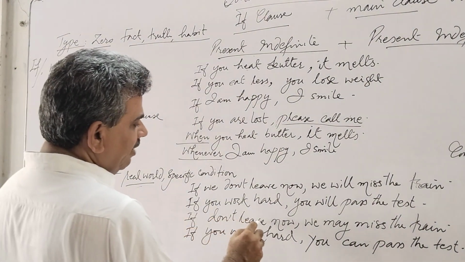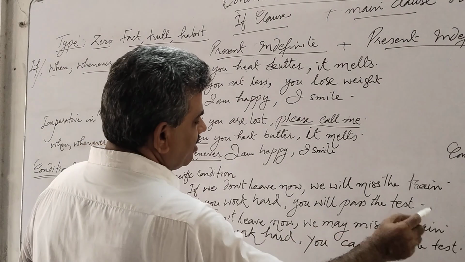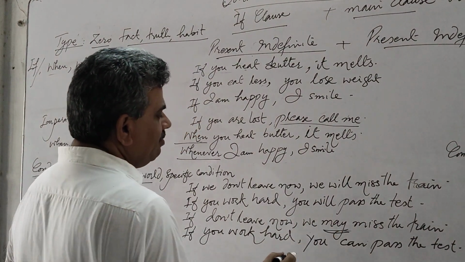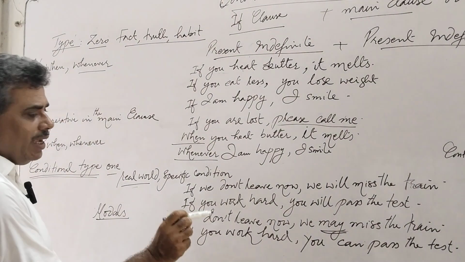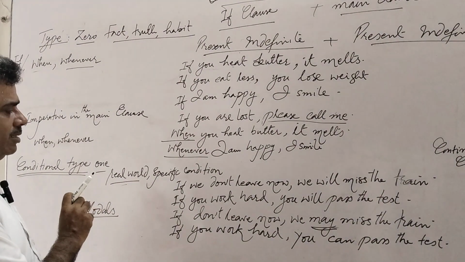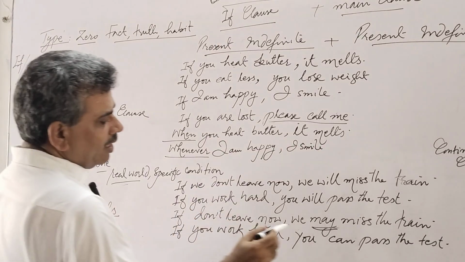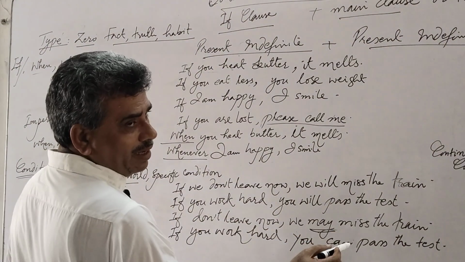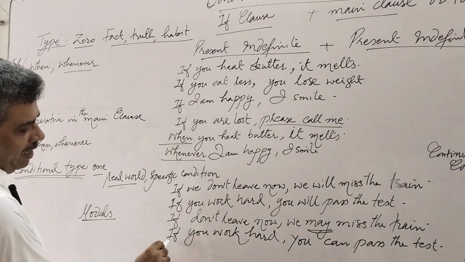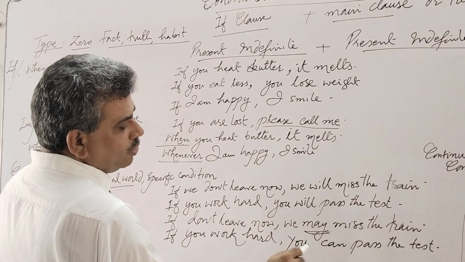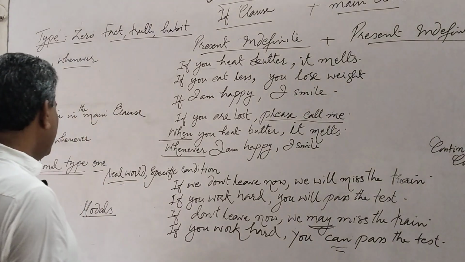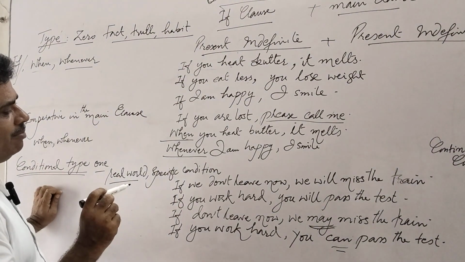If I don't leave now, we may miss the train. In this sentence, you will notice that we have used may here. May is a modal verb. It means that in conditional type 1, we can also use modals in the main clause. So, in the second sentence, we have if you work hard, you can pass the test. Here we have used can.